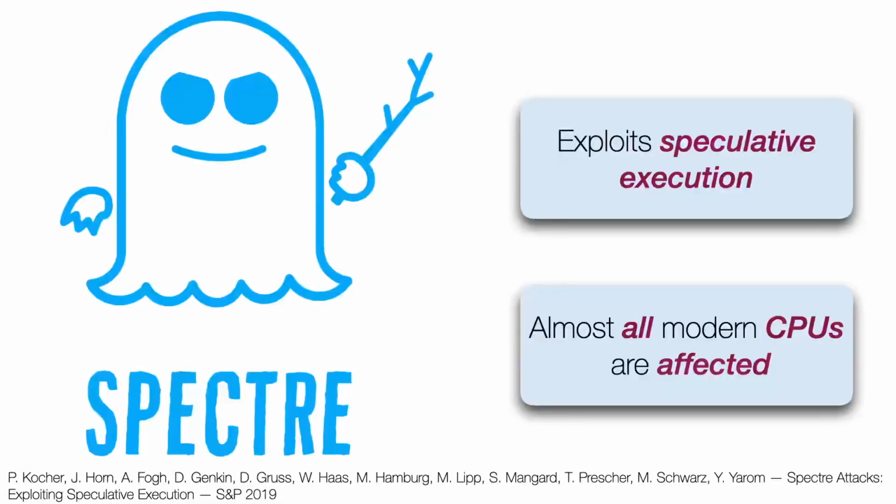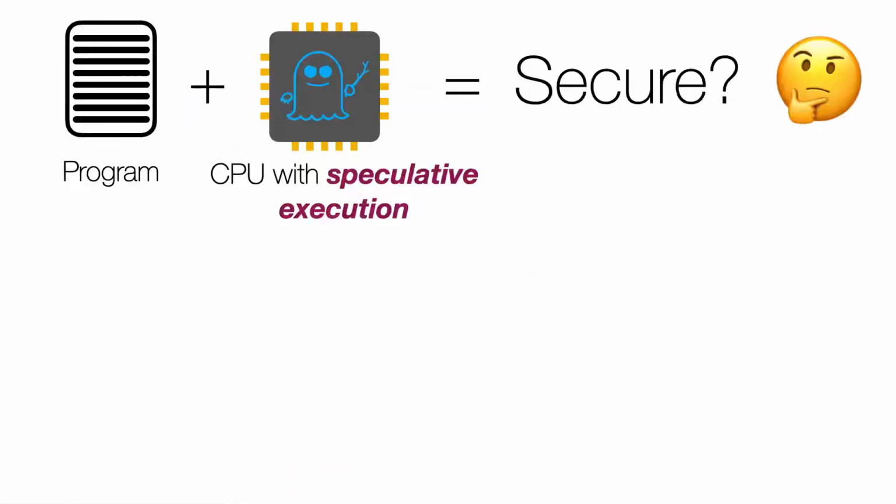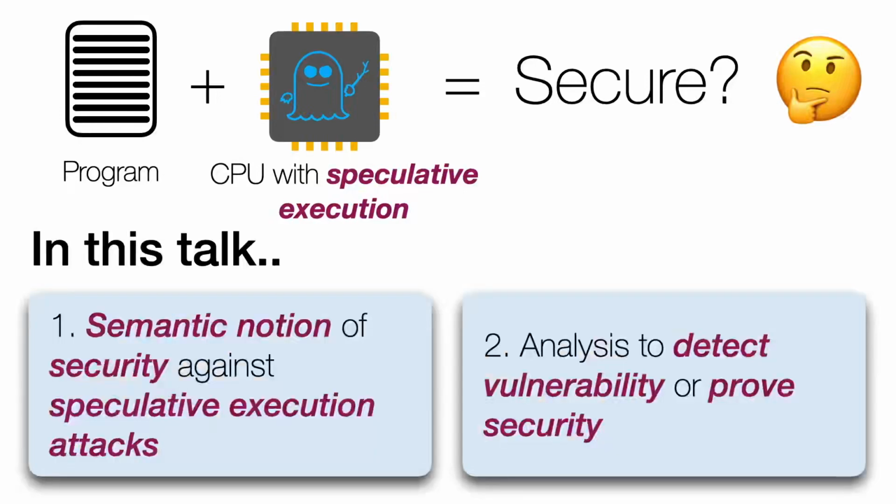Speculative execution attacks such as Spectre exploit speculative execution, an optimization implemented in modern CPUs, to leak sensitive information. So, how can we determine if a given program is secure when executed on a CPU that supports speculative execution? In this talk, I'm going to present a principled approach for reasoning about leaks introduced by speculative execution. Specifically, I will present the semantic notion of security against speculative execution attacks and their analysis to detect vulnerabilities.